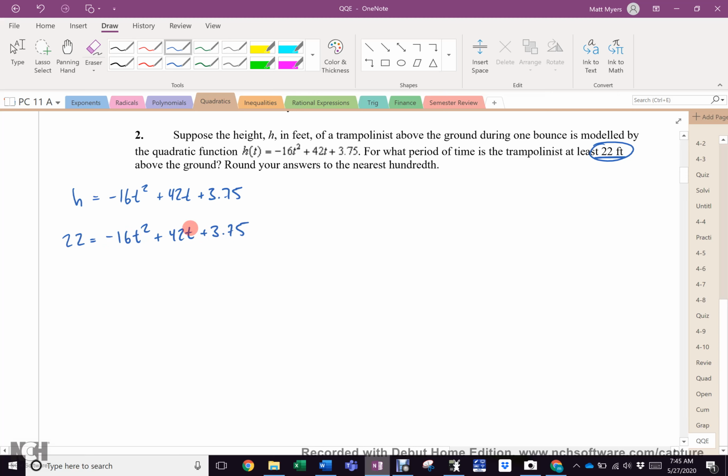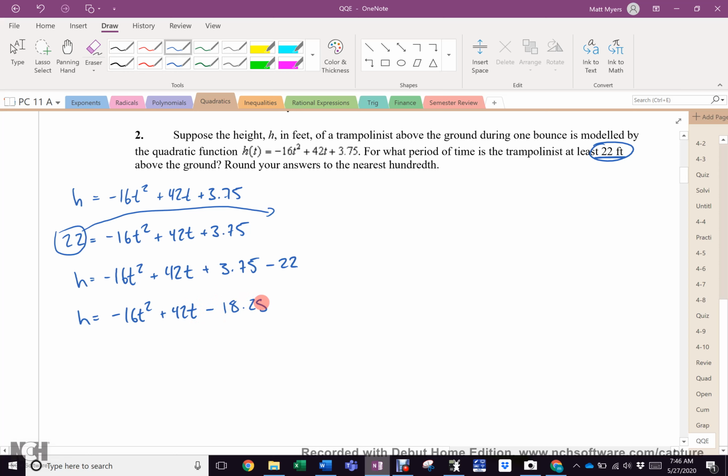Well, this looks an awful lot like a quadratic equation, except I've got something here instead of just h. So I'm going to move that over, and I'm going to get h equals negative 16t squared plus 42t plus 3.75 minus 22, which is negative 16t squared plus 42t minus 18.25. And there, ladies and gentlemen, is our A, our B, and our C. So we just run it through the quadratic equation.